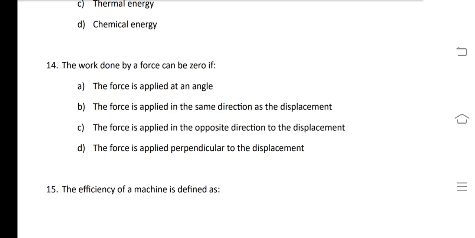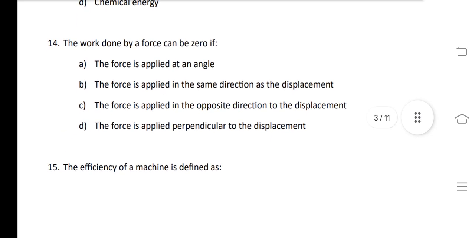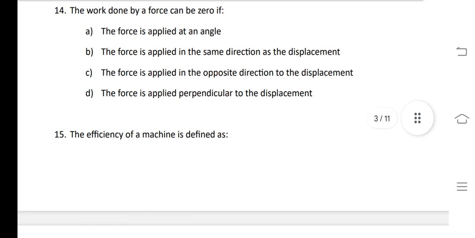So the option number D, which says that force is applied perpendicular to the displacement, then the work done will be zero. So it is the correct answer. Option number D.